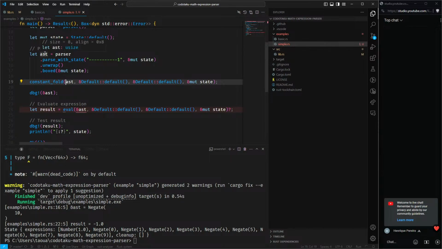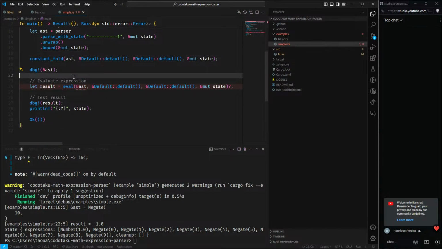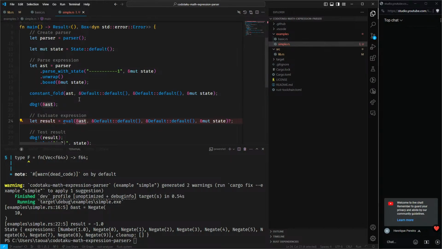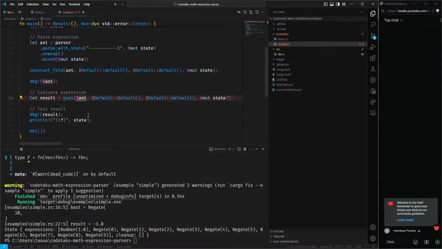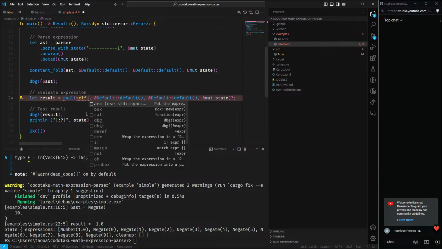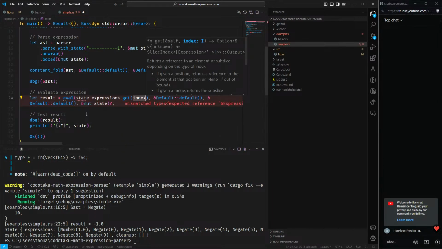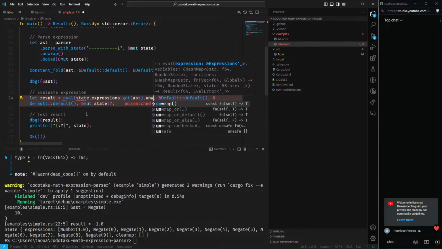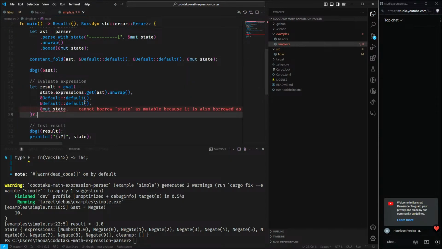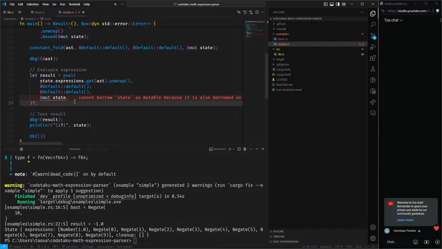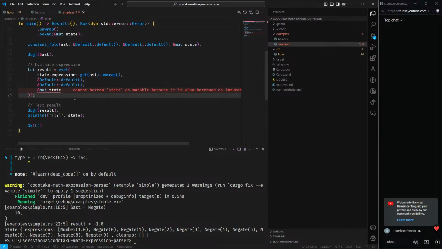So the AST right now is just the usize, right? It's just a simple thing that you could pass around. And eval here you would need to essentially resolve that reference or deref. So okay, how are we gonna do that? Well, simply self.state.expressions.get(ast).unwrap(). We know for sure that that exists there. And cannot borrow state as mutable because it's also borrowed as immutable. Okay.